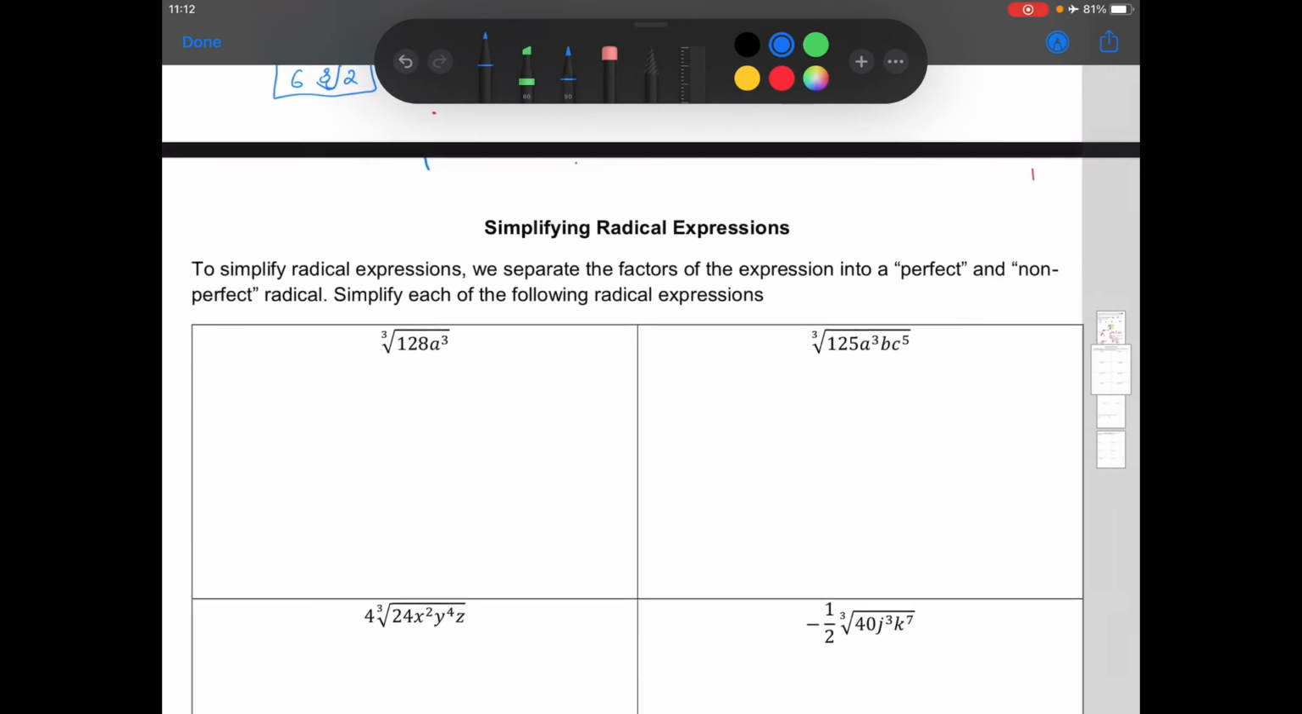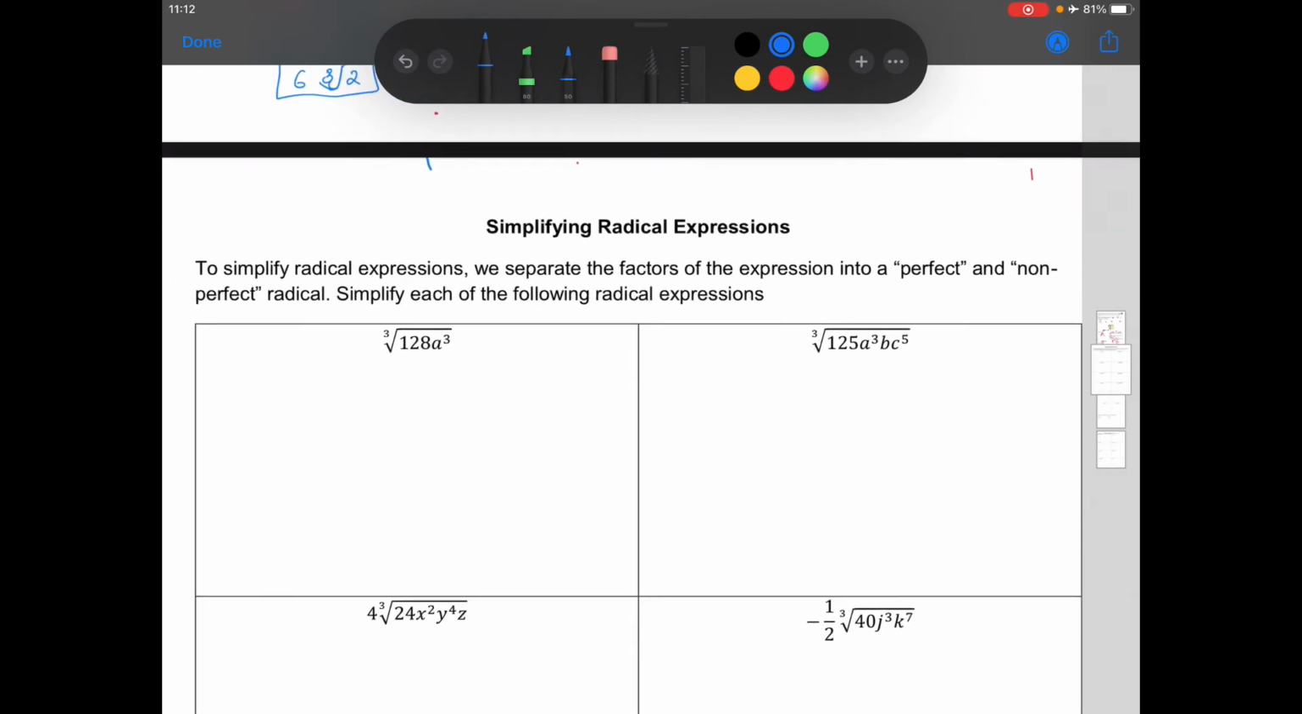Okay, simplifying radical expressions. To simplify radical expressions, we separate the factors of the expressions into perfect and non-perfect radicals. Simplify each of the following radical expressions. So we can even do that. Again, I am going to write my list. I'm going to write my first 5 perfect cubes. 1 cubed, 2 cubed, 3 cubed, 4 cubed is 64, 5 cubed is 125. I'm going to even give it 6 cubed, 216.